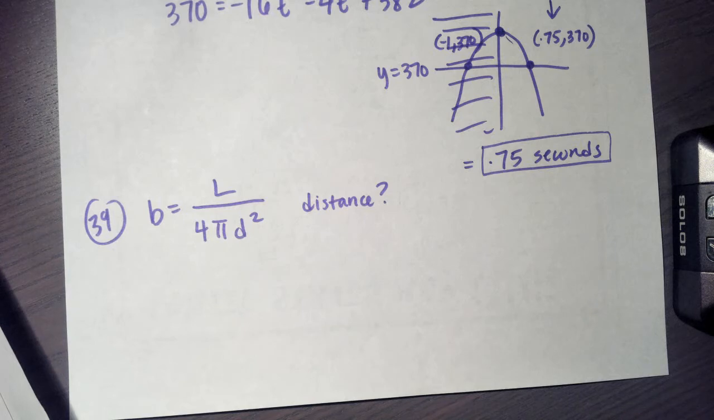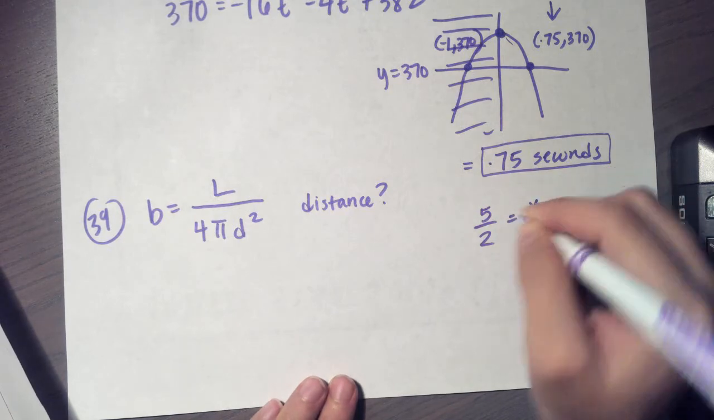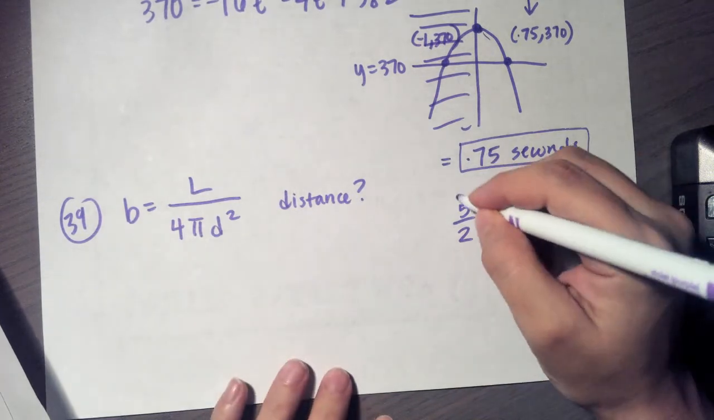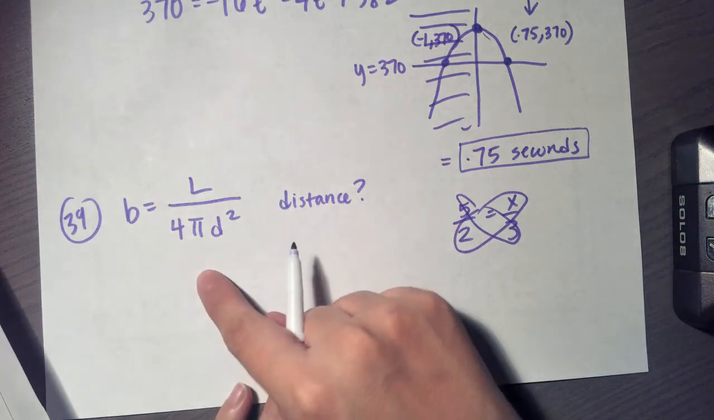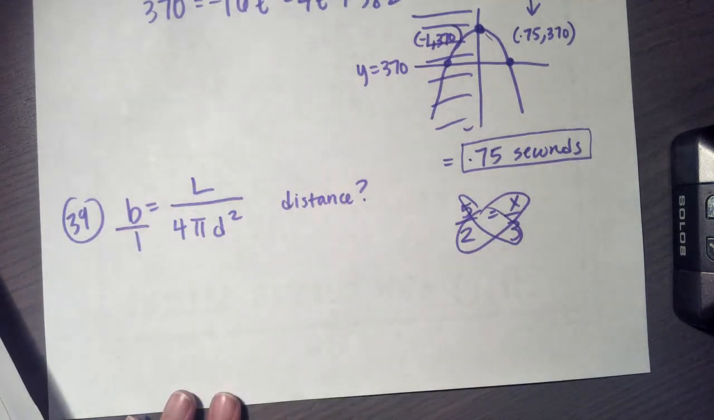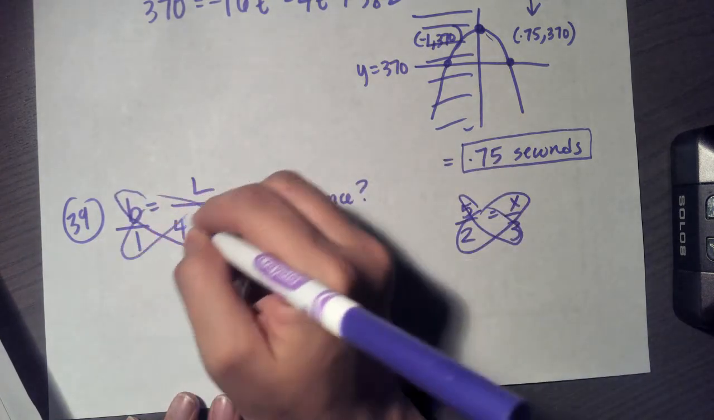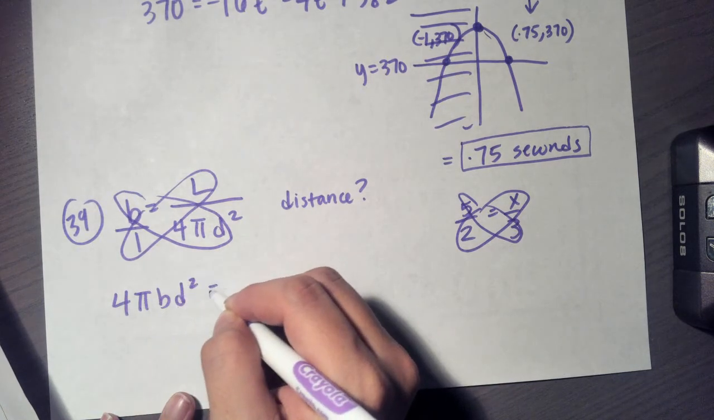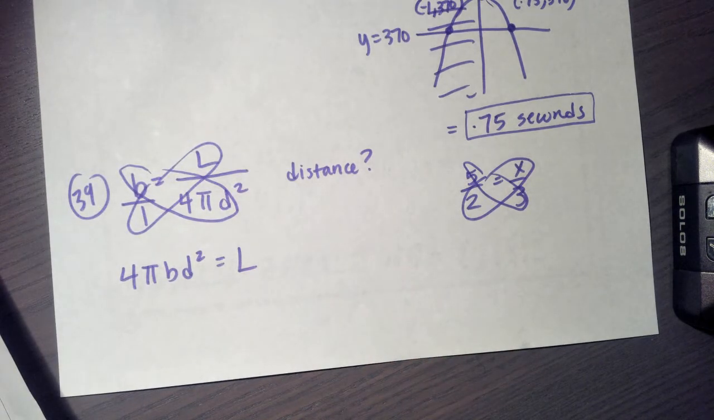So I want you to remember from Algebra 1, when you had something like 5/2 equals x over 3. You guys remember you had two fractions and you had an equal sign. How did you solve this? You would have cross multiplied. And that's what gets rid of the fraction. So I'm going to do that here. I'm going to write b as b over 1 because b over 1 is the same thing as b. I'm going to cross multiply. I'm going to say this times this equals that times that. So 4 pi b d squared equals L times 1, which is L. Which makes it really pretty, and now I don't have to worry about the fraction.